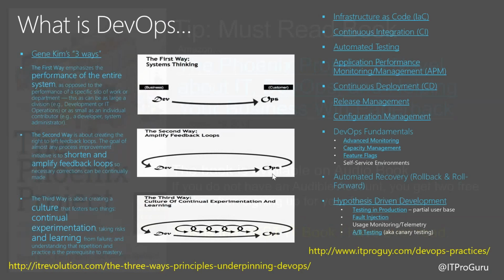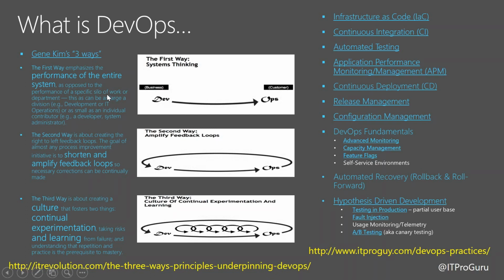A little more information about what's in the book. I'm going to skip over this because we're running late, and I want to reserve some room for Q&A if possible. But infrastructure as code, continuous integration, automated testing, application performance, continuous deployment, release management, configuration management. These are all fundamentals. Automated recovery, roll back and roll forward. These are all fundamental principles of DevOps.